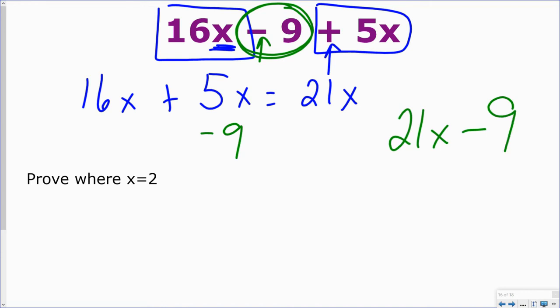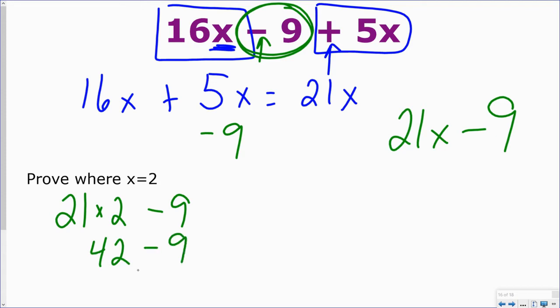So again, let's take a look at this and show that these two are equivalent. So again, I'm going to put 2 in for x. So in this case, I would have 21 multiplied by 2 minus 9. 21 times 2 is 42 minus 9. 42 minus 9 is 33.